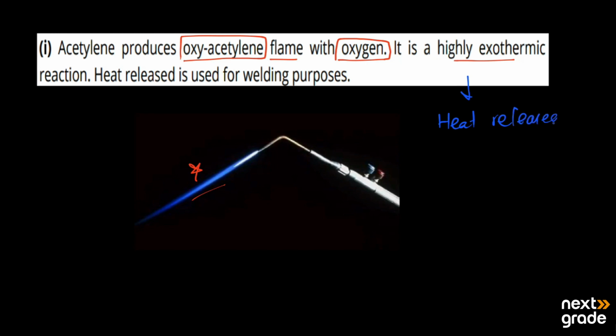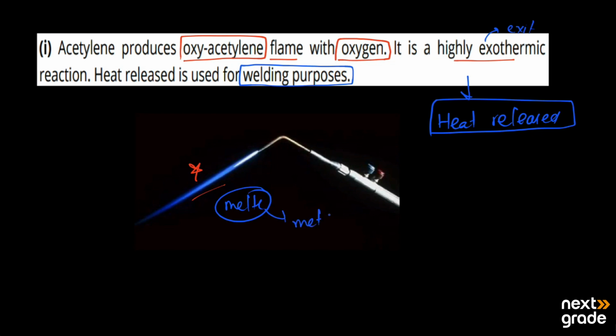and when heat or energy is released in any reaction, the reaction is known as exothermic. The word exo just denotes exit. So the heat is released, and it is used for welding purposes. When the heat is released, it melts the metal, and we can easily weld that metal's surface with the use of the oxyacetylene flame.